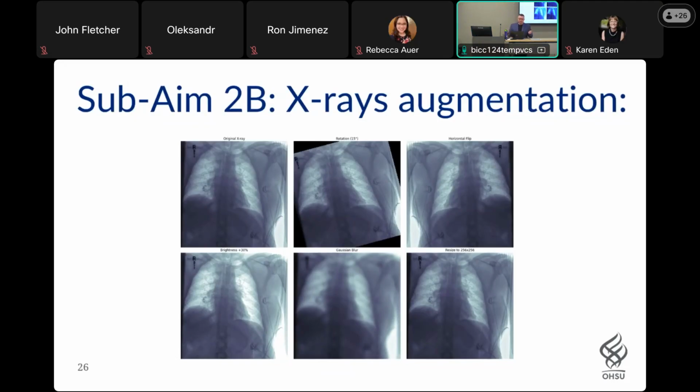And what you can do is, here you are seeing the original X-ray. You can do rotation. You can do the flipping. This is why the heart is now on the right side. This is a horizontal flip. You can change the brightness of the image. Gaussian blur makes it a little bit blurry, and you can resize the image. So all 5 techniques applied randomly to the images, and that brings the data back to the 1-to-1 ratio.